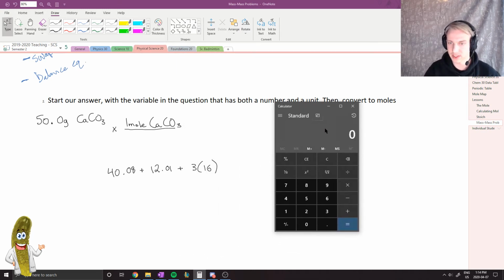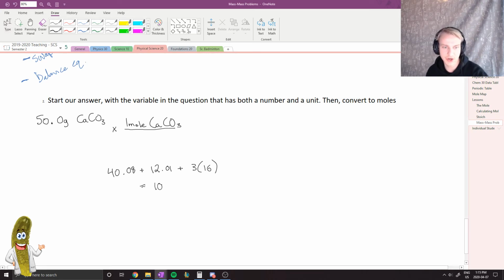When you add those numbers together, you should end up getting an answer of 100.09. So this is 100.09 grams of CaCO3 for every 1 mole of CaCO3. So this was the molar mass of CaCO3. The next step that we're going to take then, I'm going to leave some space here.